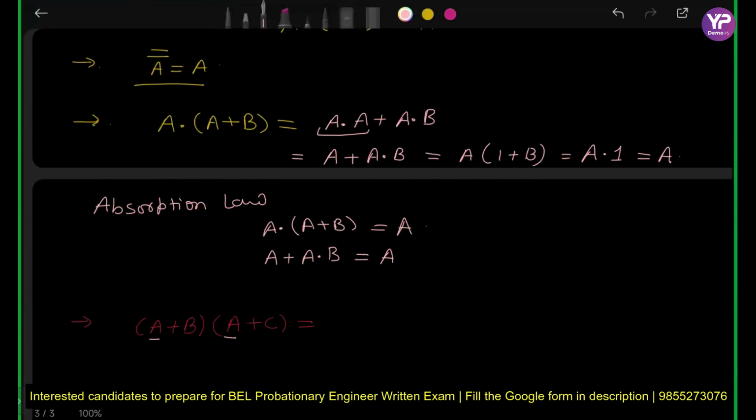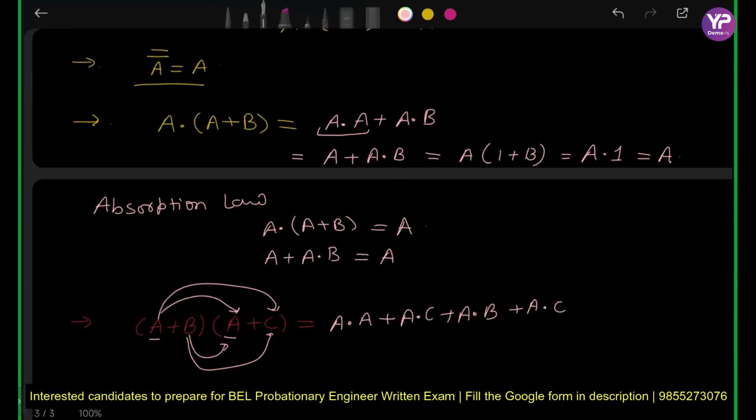First, A and A. That will be A and A. This is the simple algebra which you already studied, right? Then A, first A go here, then A will go with this C, A and C. Then B goes here, A and B. Then B goes here plus A and C. Check and tell me. Everyone understood?